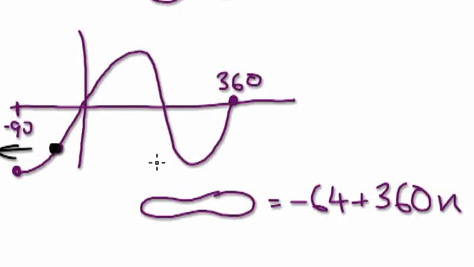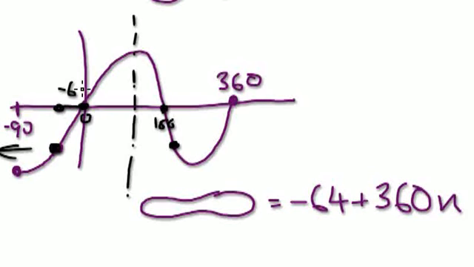And now you have to develop your own way of finding out this point here. You can use symmetry to work it out. So hang on, it's symmetrical along here. If this is 0, this point here is 180. This distance here is negative 64, so this distance here must be 64. So to find out this point here, I can just get 180 plus 64.